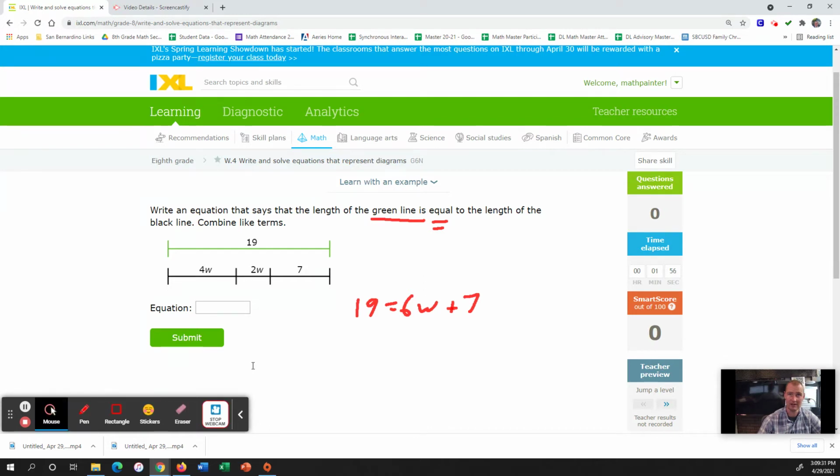All right, let's plug that in and see how well it works. So we got the green line is equal to 6W, because we have the 4W plus 2W, 6W, plus 7. Now we can't put the 7 with the 6 because a W represents a different value than a constant. The 7 is just a 7, but we don't know how much the W is worth. It could be worth $100, it could be worth $1,000, right? So it's important that we keep our variables and our constants separated.